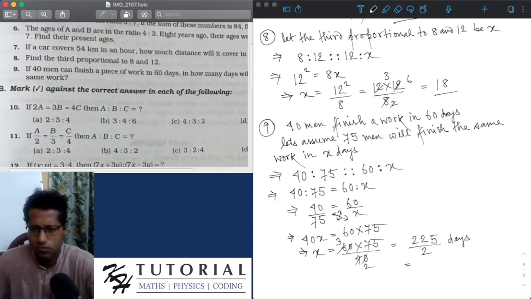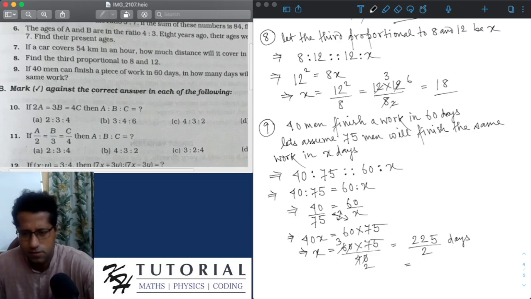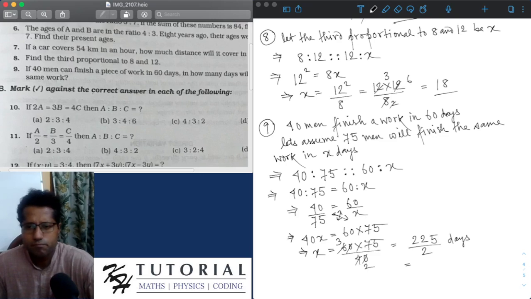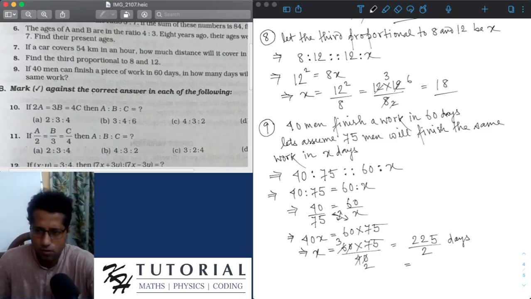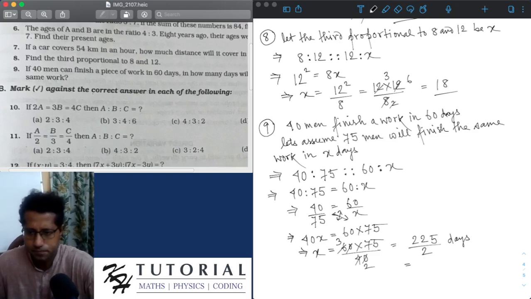I'm not simplifying 225 by 2 days into fractions, and I am keeping the answer in the form 225 by 2 days.